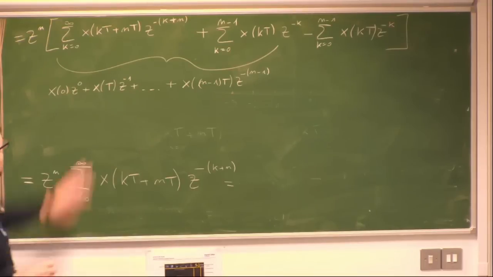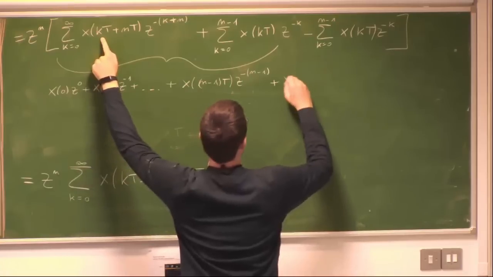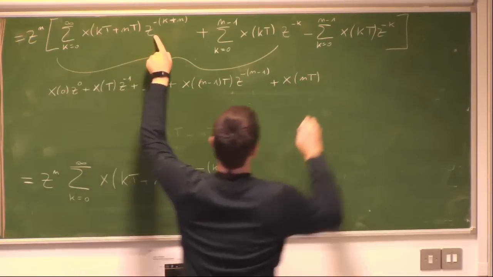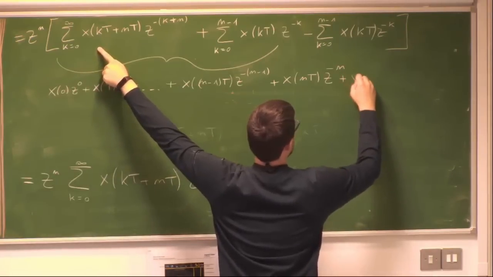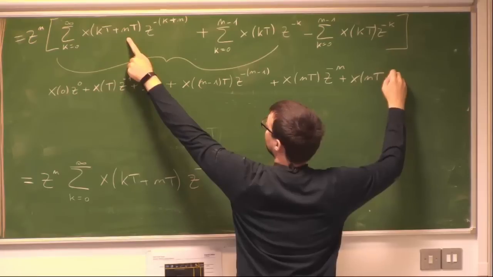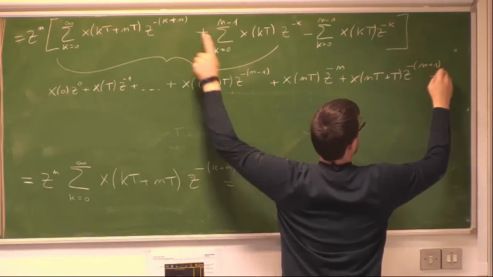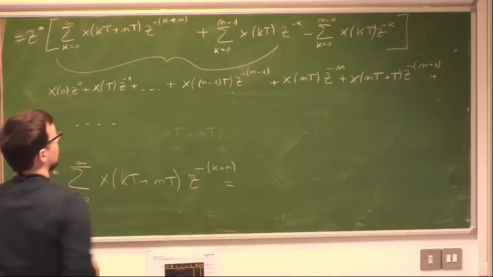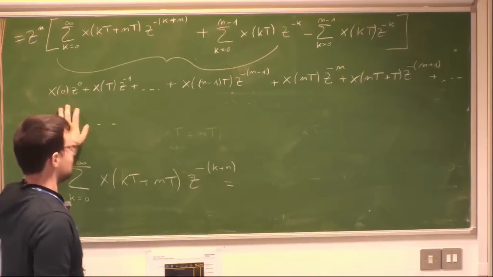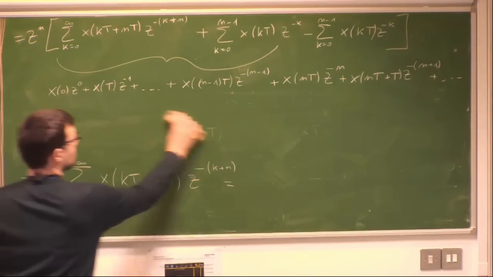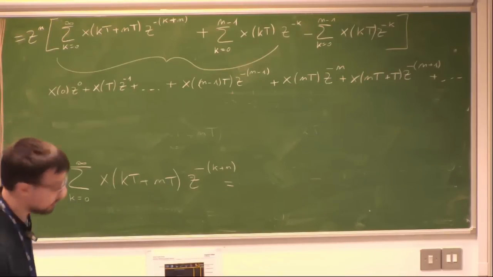Okay? Now we look at this other term, and we see what is the first term here. So when we replace 0 inside here, we get x of nT multiplied by z power minus n. And then the second term, when k is equal to 1, is x of nT plus capital T, z power minus n plus 1, plus a lot of other terms, up to infinity. So if we look at this now, we can see that we can put all together, because from here, the next step in this sequence is actually this. So all these terms can be put together.